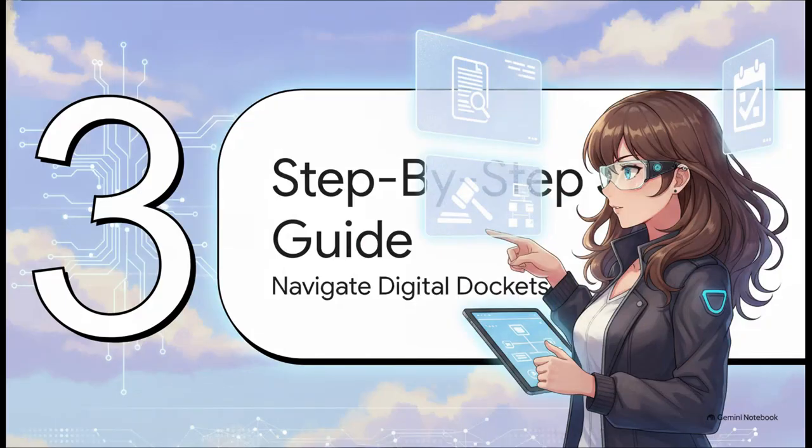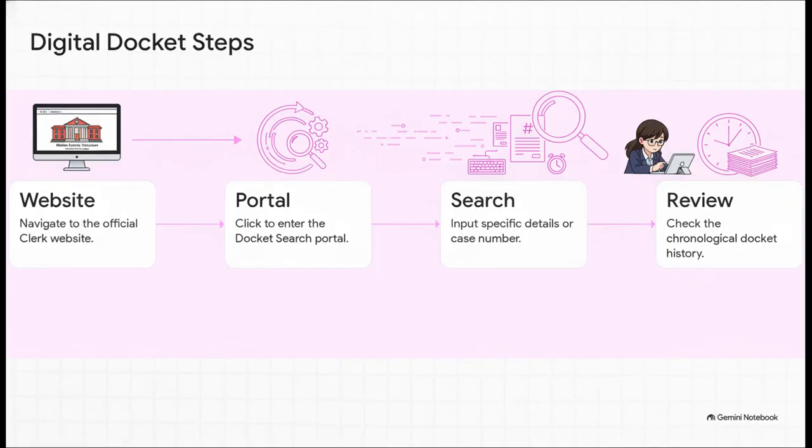Okay, Section 3. Now that we know the lay of the land, let's jump into exactly how you navigate the digital docket on the primary county portal. Doing a search is surprisingly intuitive. Step 1, head over to the official Medina County Clerk of Courts website. Step 2, just click to enter the docket search portal. Step 3 is inputting your details.